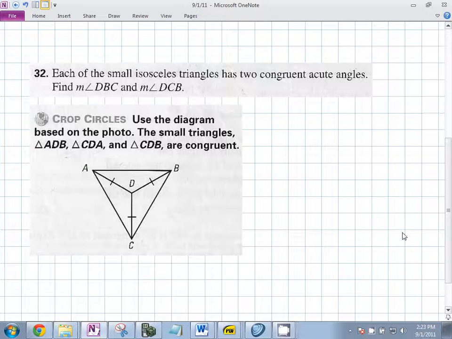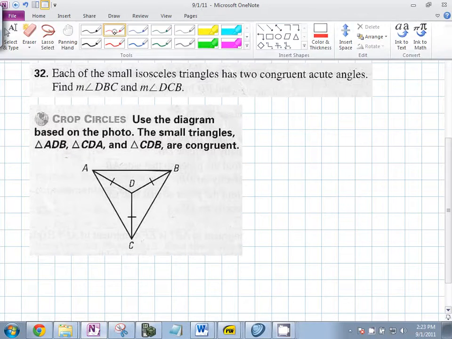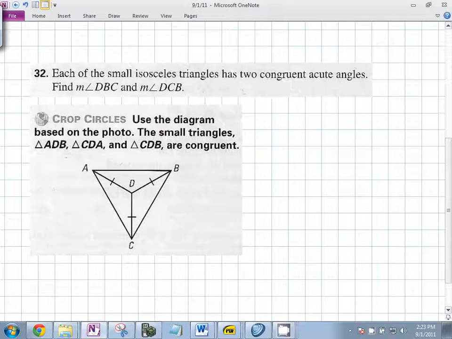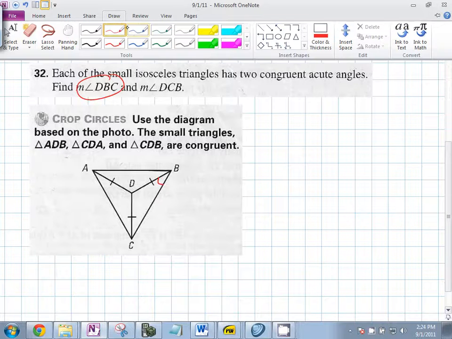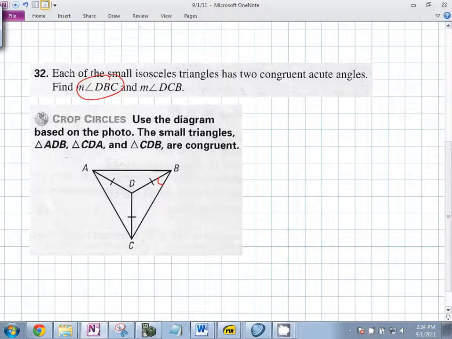Got it. Okay, so on this one, what do they mean by the small isosceles triangles? How many are there? On the whole thing, there's 2, 3, 4, 5, 6. What are they referring to? I think there's the 3 of them, right? Yep. So angle DBC, let me label that DBC, so that's this angle right here. And then DCB, like this.